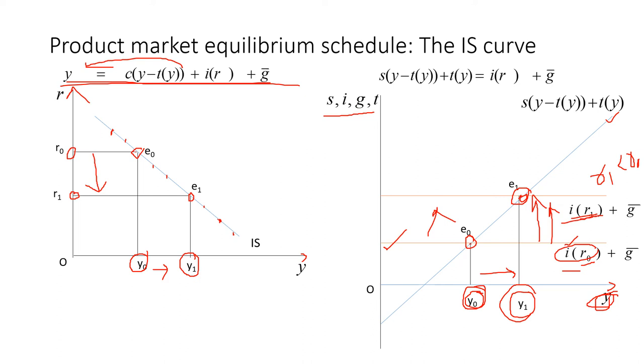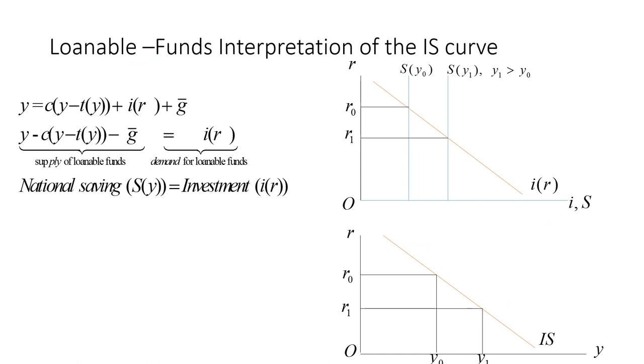In the next slide, we'll try to derive the IS curve from a different angle. Basically, it's called the loanable fund interpretation of the IS curve. So what is that? This is also not that difficult. Just think about the equilibrium condition here: income equals consumption, which is a function of disposable income, plus investment, which is an inverse function of the rate of interest, plus government expenditure, which is exogenously given.